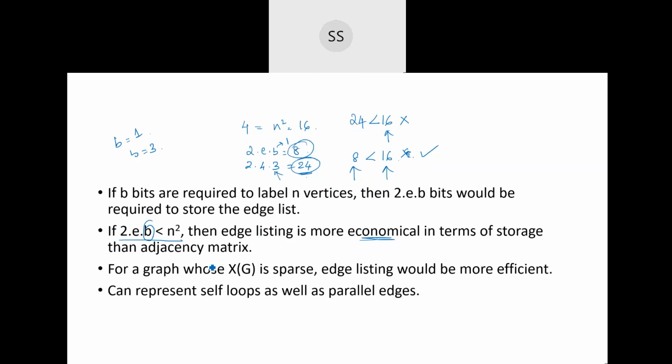Okay. Now, for a graph whose adjacency matrix is sparse, edge listing would be more efficient. Okay, what do you mean by sparse? Sparse in the sense it has more number of zeros. So in that case also your edge listing is considered to be more efficient. And in case of your edge listing, you can obviously represent your self loop as well as the parallel edges.